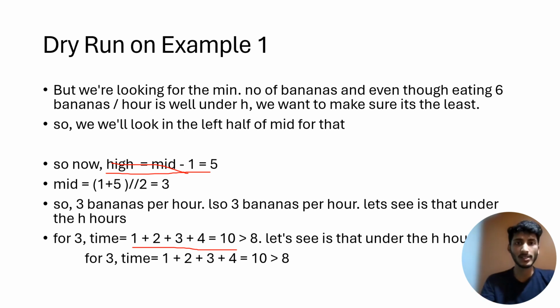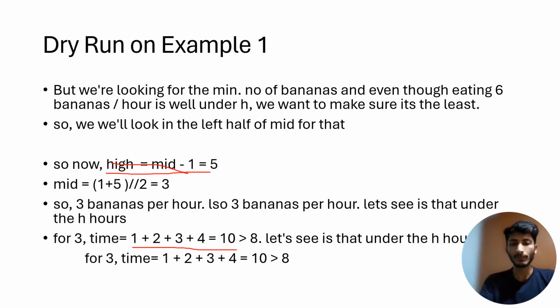What we will have to do next? Since 3 is not giving us the right answer, and it's a lower eating speed, that means we have to increase our eating speed a bit. In binary search, if we found a lower value, we go on to the higher, in the right part. So that means we have to shift our low from low to mid plus 1.